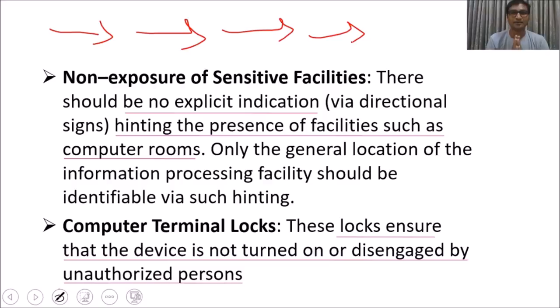You just visit any Chroma center or Reliance Digital whenever the lockdown gets over, and you will see that all the phones they have kept for display for verification by the users are always locked with another tool, and the spring wire will be there. So if you forcefully try to unlock it, immediately the alarm will be triggered. Okay.